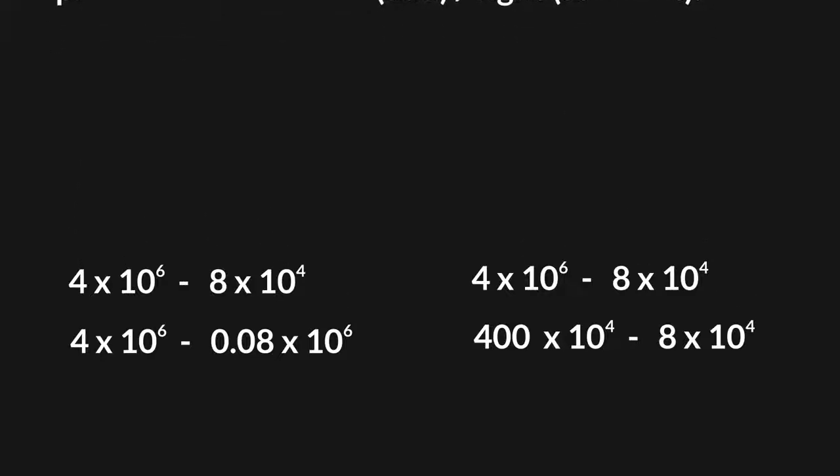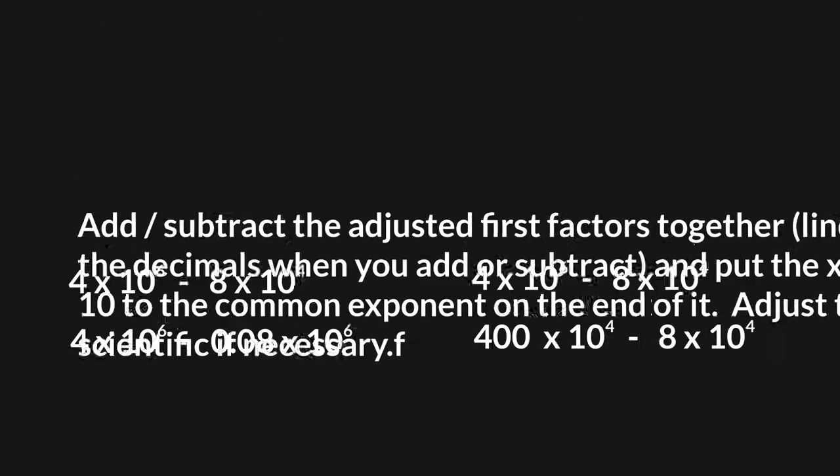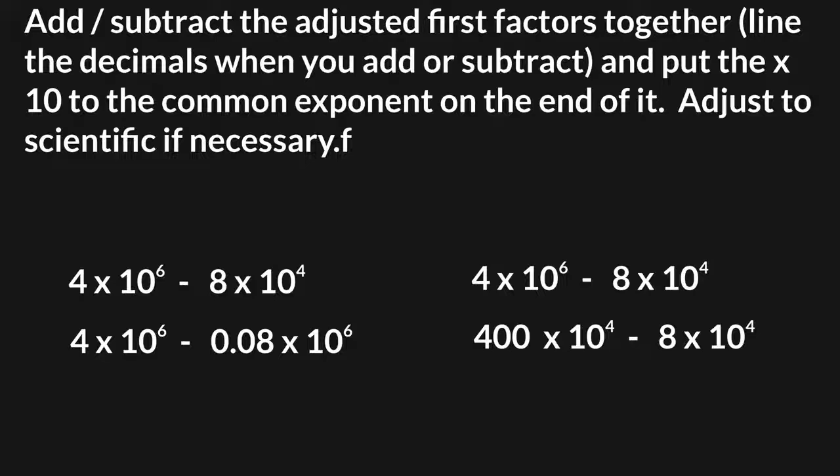So let's take this set of instructions away. The next part we're going to be adding or subtracting, since we are talking about a subtraction problem here. So we are going to be subtracting these first factors. I'm making sure we line up the decimals when we add or subtract. All right, so to do that, I'm going to do 4.00 minus 0.08.